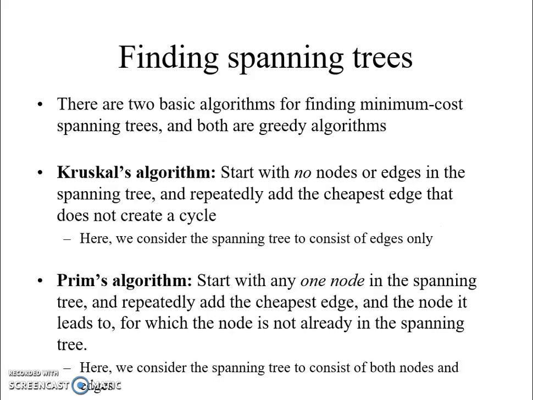Now we can see the 2 algorithms which are used for finding the minimum cost spanning tree. First one is Kruskal's algorithm. Another one is Prim's algorithm. Kruskal's algorithm starts with no edges or nodes in the spanning tree and repeatedly adds the cheapest edge that does not create a cycle. And Prim's algorithm starts with any one edge in the spanning tree and repeatedly adds the cheapest edge, and the node it leads to, for which the node is not already in the spanning tree.